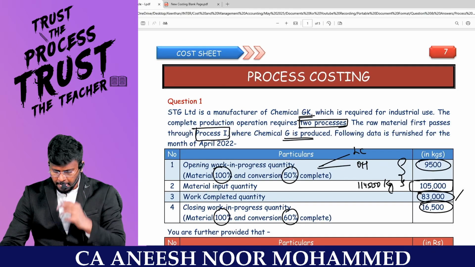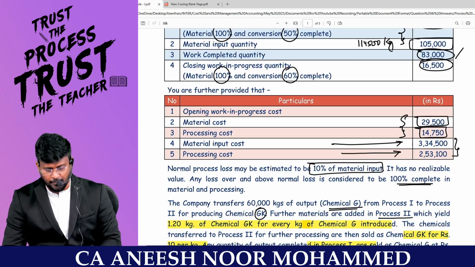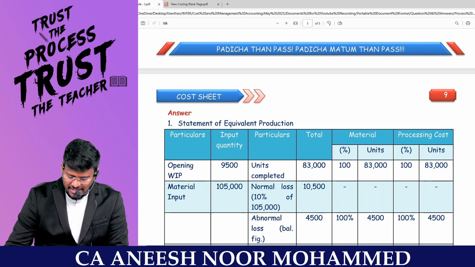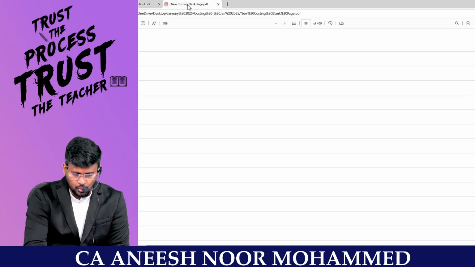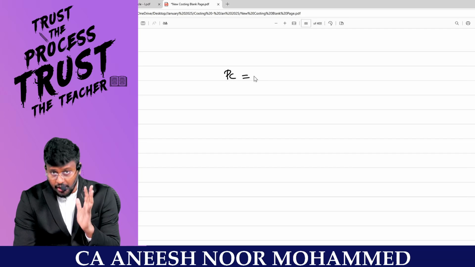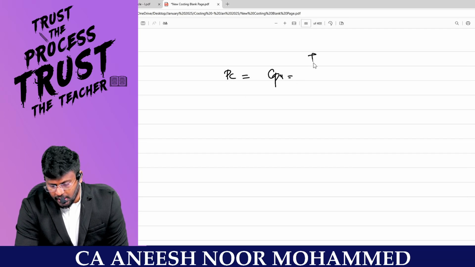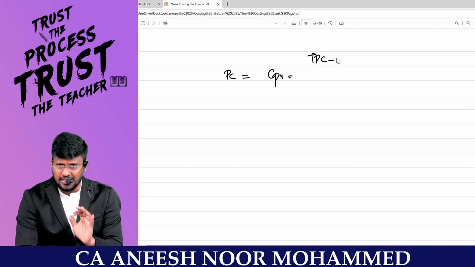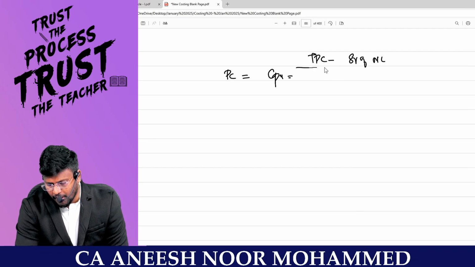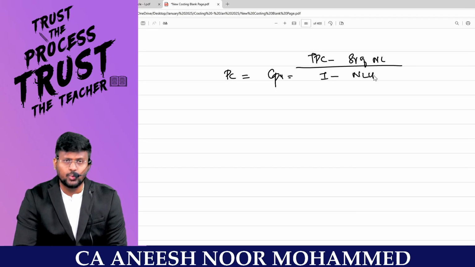Yes, sir. So we are going to look into the answer for this process costing question. According to me, a very good question. First, we will analyze what is happening, my dear lovable students. In process costing, generally, if you want to find out the cost per unit, it is equal to total process cost minus scrap value of the normal loss, divided by input minus normal loss units.